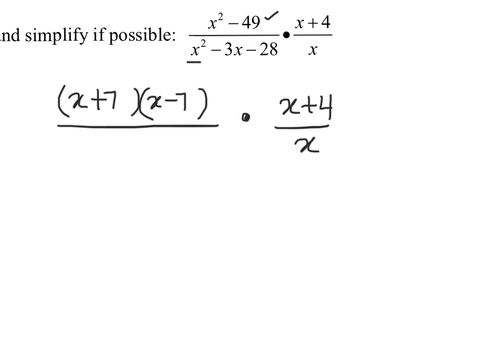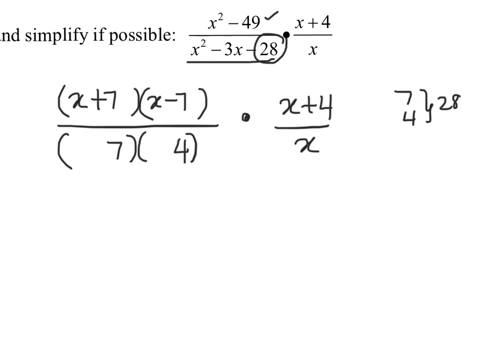Now looking at x squared minus 3x minus 28, I know I can factor that as well. The factors of 28 are 7 and 4. Remember, I need to get a -28 and a -3. So 7 times 4 gives me 28, but I want a -28. So if I make the 7 negative and 4 positive, I get a -28. And if I add them, I get a -3. Bingo. So x minus 7 and x plus 4.